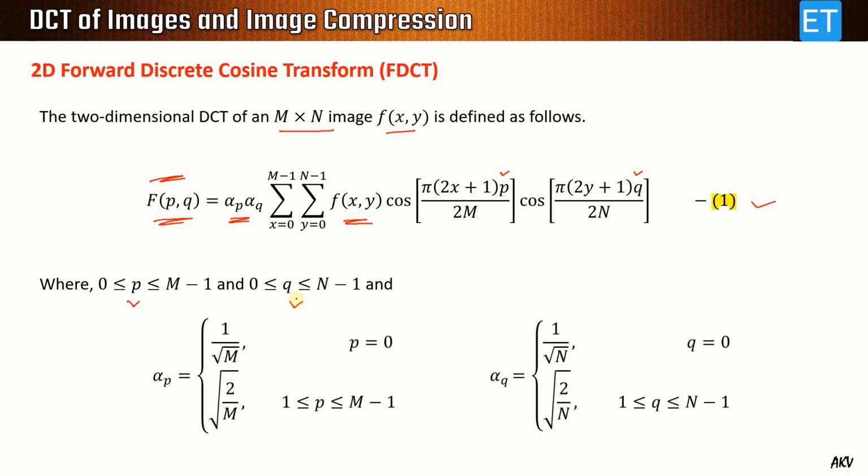And these coefficients alpha p and alpha q are given by these equations. For p equal to 0 and q equal to 0, they are simply calculated by 1 upon square root m and 1 upon square root n. And for values other than p equal to 0 and q equal to 0, they are simply equivalent to square root 2 upon m and square root 2 upon n.